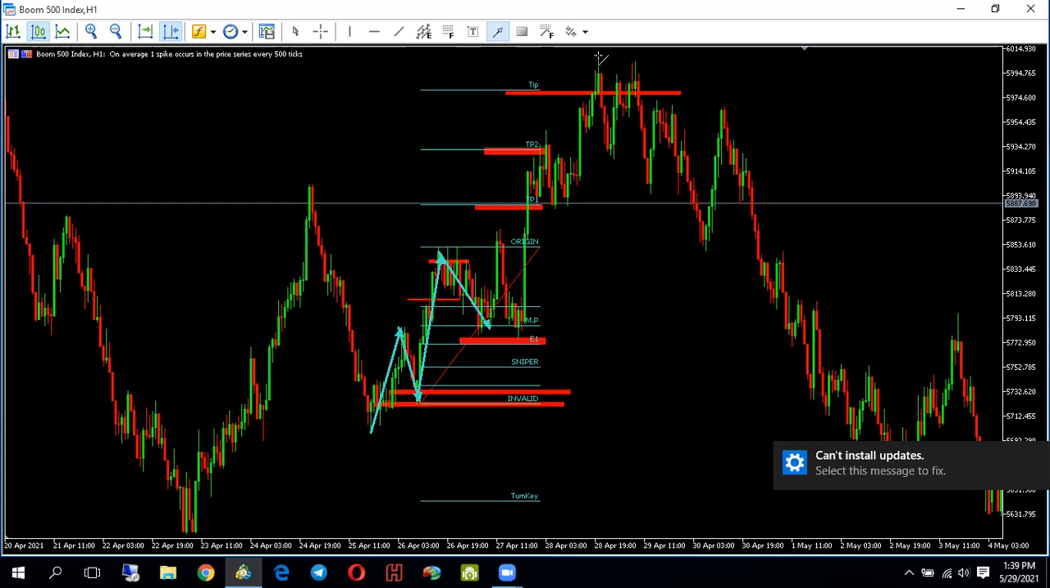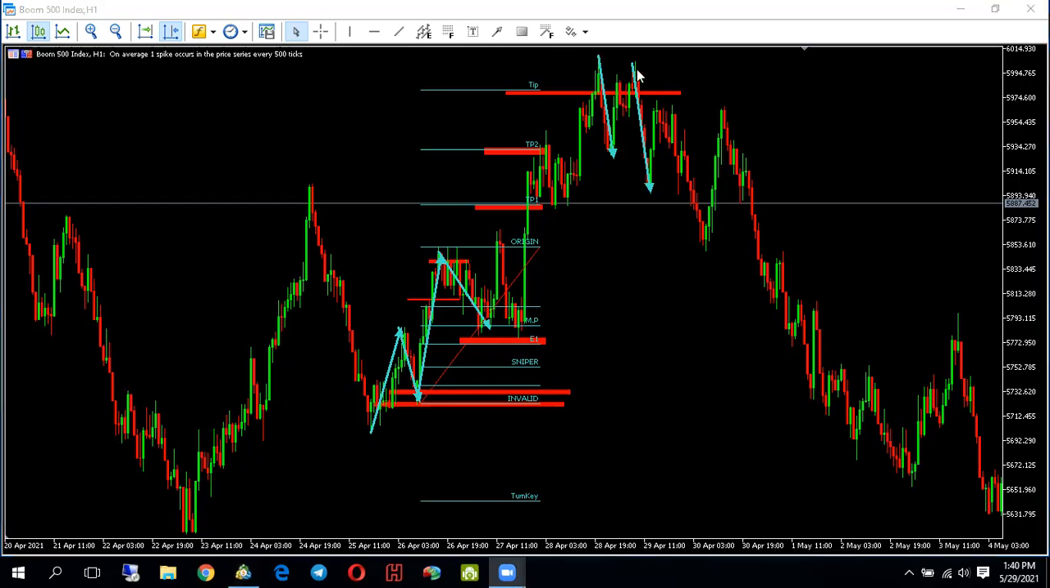Then you observe that something happened here. We had a break of structure. After the TP3 got hit, we have a break of structure, which is simply connoted by the fact that we had a lower high here. We had a lower high and a lower low, which tells us that right now the market has gone bearish. So now we're looking for bearish entries.